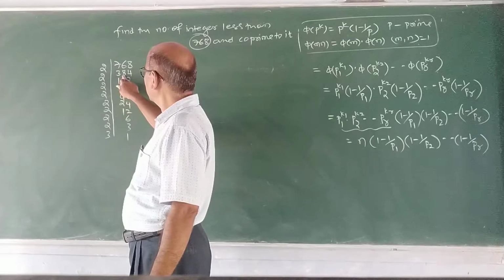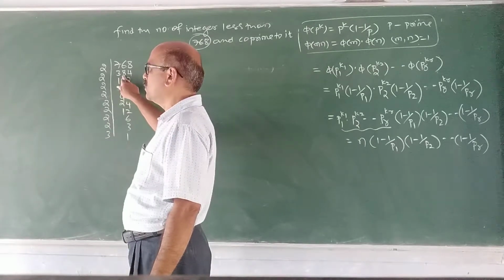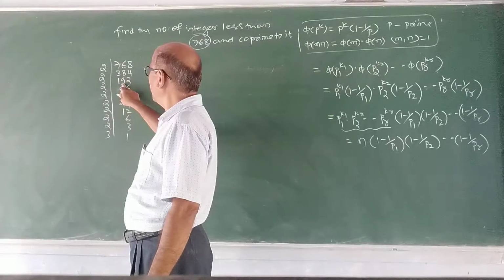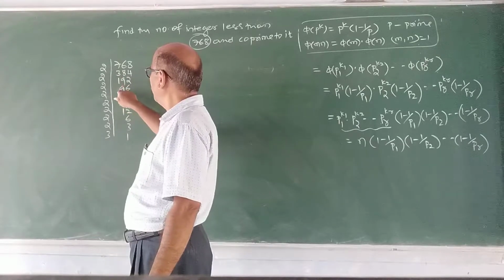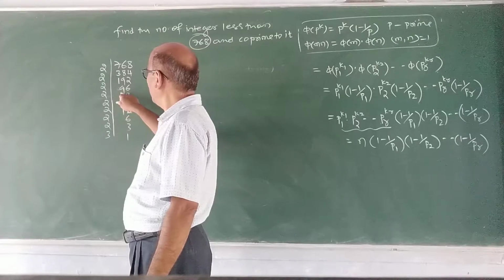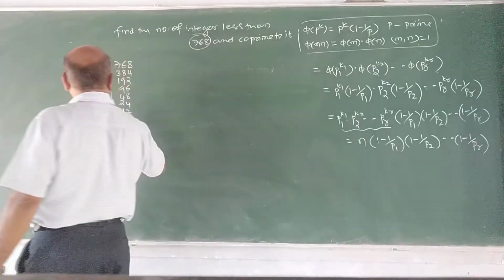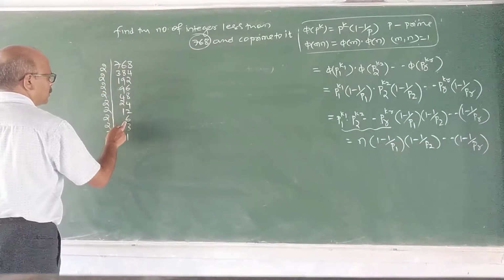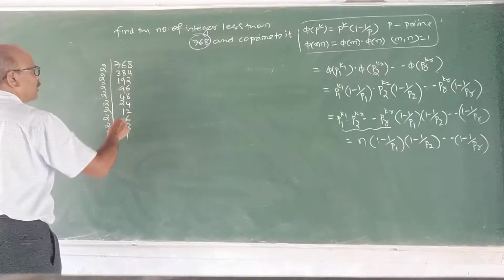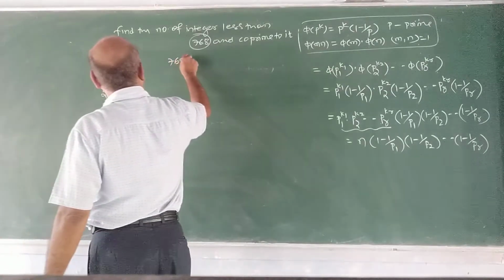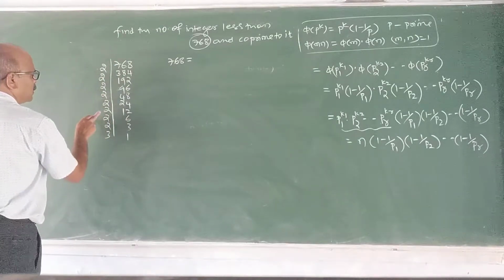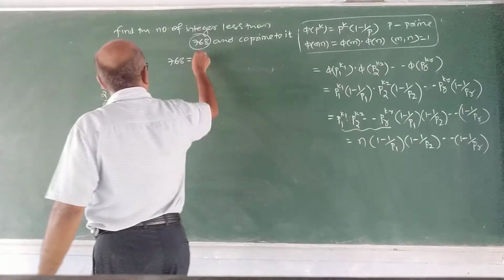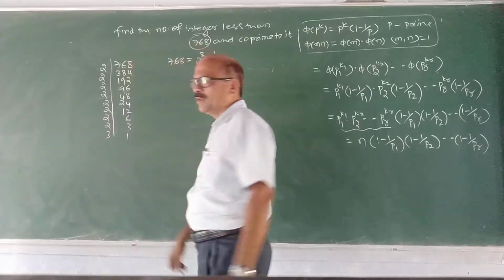38 into 2 is 76. 19 into 2 is 38. 96, 192, 384, yes. 48, 24, 12, 6, 2, 3, 3, 1. Therefore, 768 is 2 raised to how much? 1, 2, 3, 4, 5, 6, 7, 8. 2 raised to 8 into 3 raised to 1.